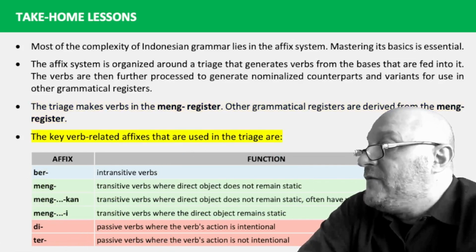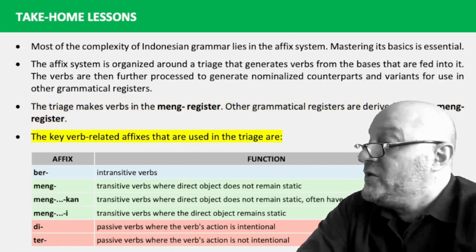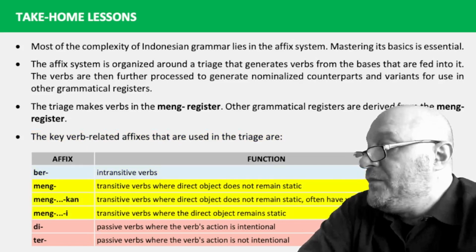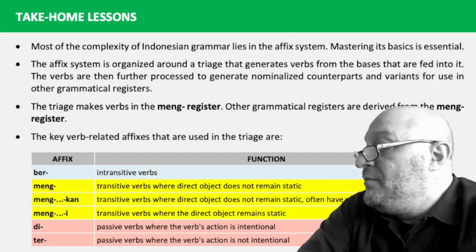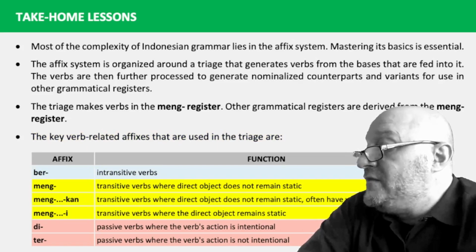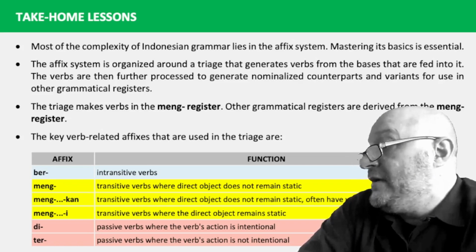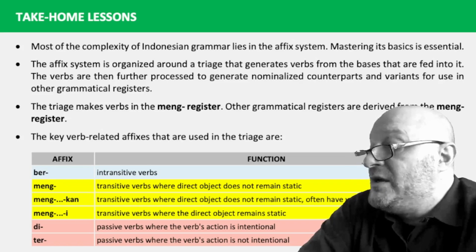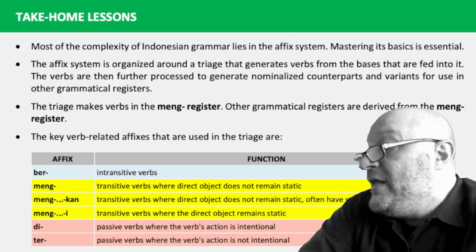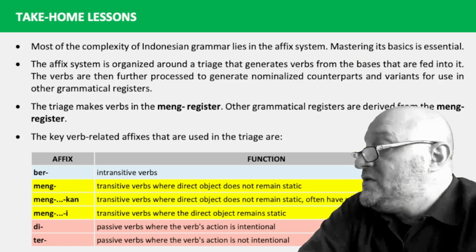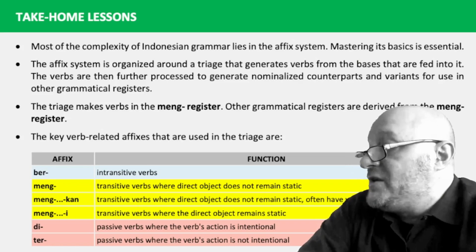The key verb-related affixes that are used in the triage are ber for intransitive verbs, and meng, meng-kan, meng-i for transitive verbs. Meng is used where the transitive verb has a direct object that does not remain static. Meng-kan is used for transitive verbs where the direct object does not remain static, and they often have extended meanings. Meng-i is used for transitive verbs where the direct object remains static.